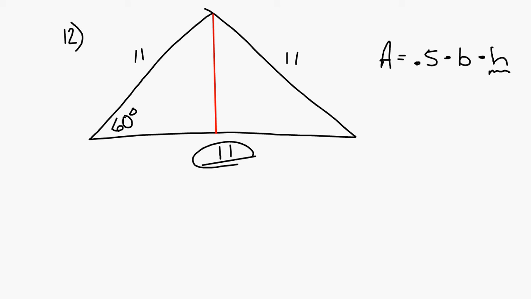It's an altitude. It goes from a vertex to its opposite side and intersects at 90 degrees. Now, since this is equilateral and equiangular, it's going to bisect this bottom side. So this piece of the bottom that's 11, this portion is 5.5.